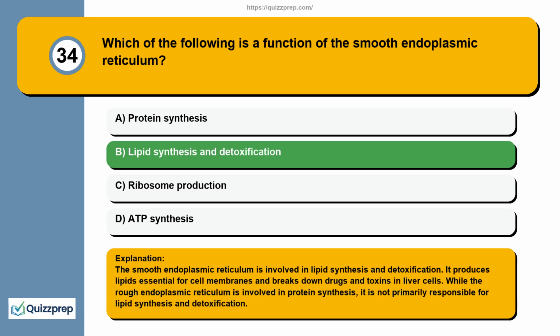The smooth endoplasmic reticulum is involved in lipid synthesis and detoxification. It produces lipids essential for cell membranes and breaks down drugs and toxins in liver cells. While the rough endoplasmic reticulum is involved in protein synthesis, it is not primarily responsible for lipid synthesis and detoxification.